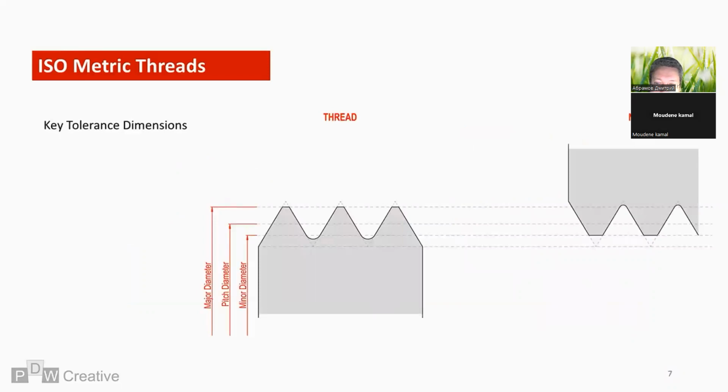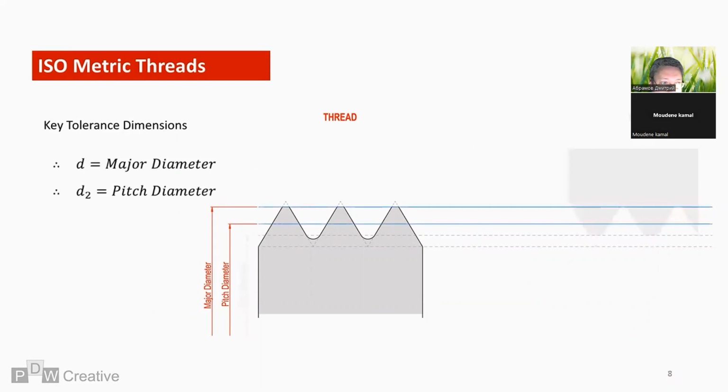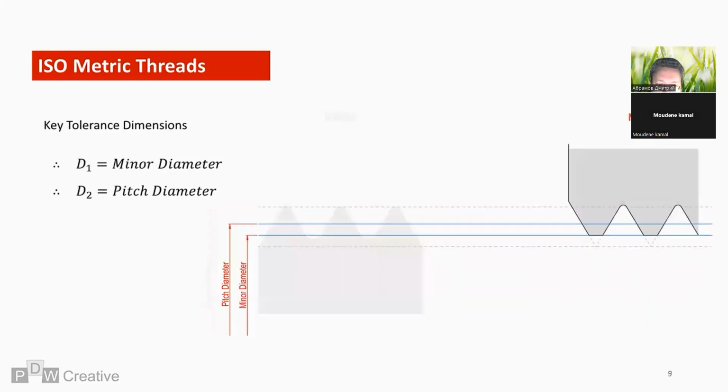Two matching internal and external threads, in other words, the nut and screw thread, share a common major, minor, and pitch diameter. For the screw thread, we will only focus on the major and pitch diameters. We'll call these D and D2 respectively. While for the nut, we will focus on minor and pitch diameters. Let's refer to these as capital D1 and D2.